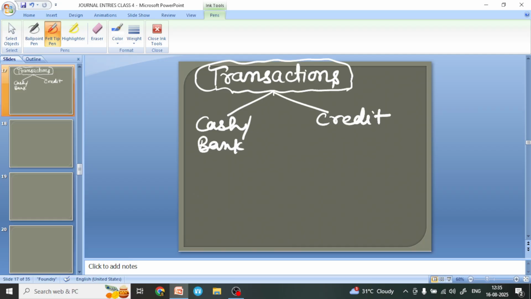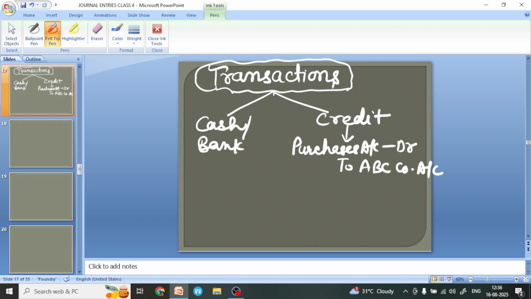For example, if you purchase goods from ABC company on credit, rupees 10,000, then what will be the entry? Purchases account debit to ABC company with 10,000 amount. This is your credit purchase entry.